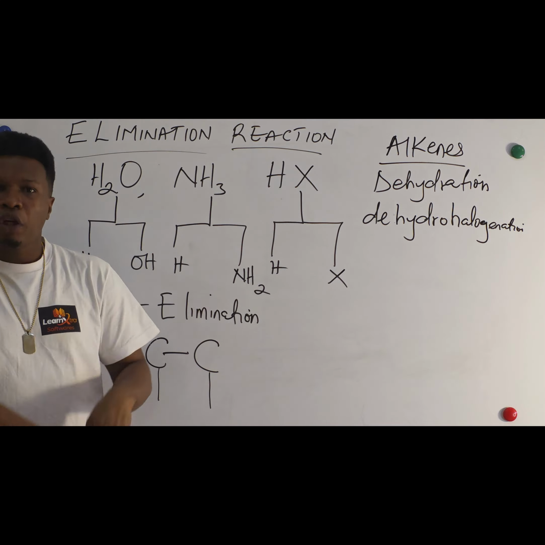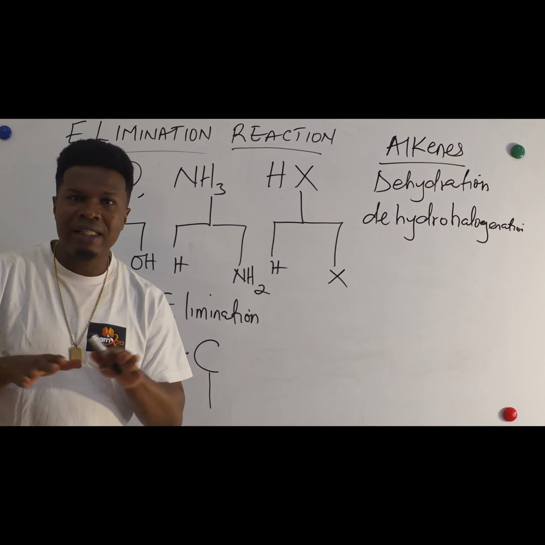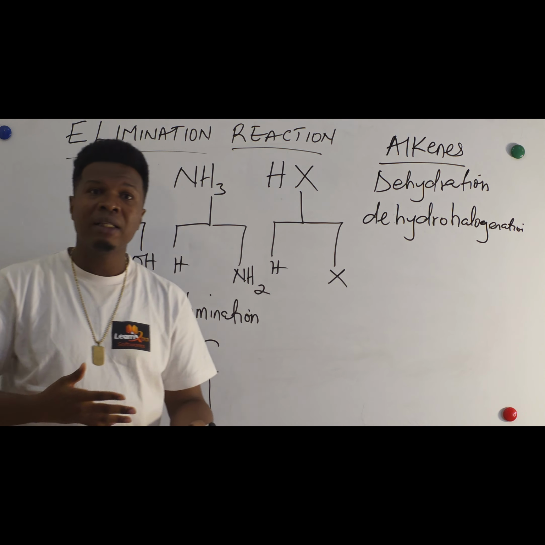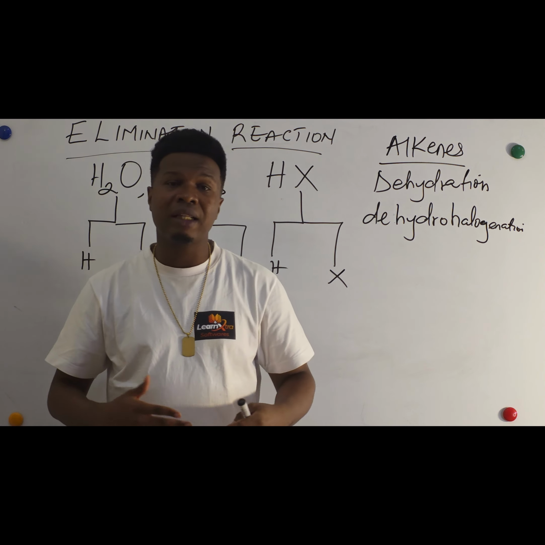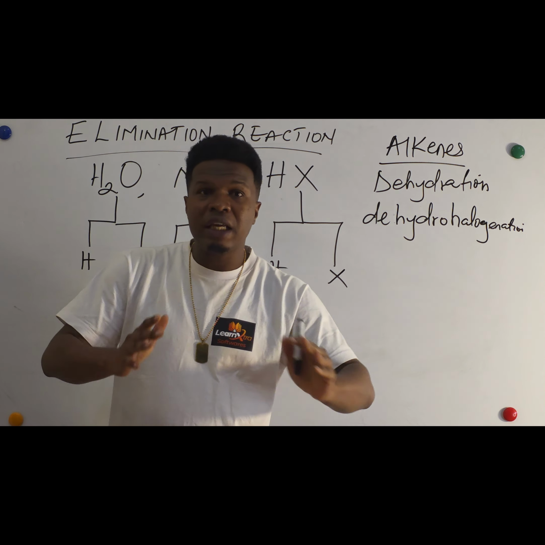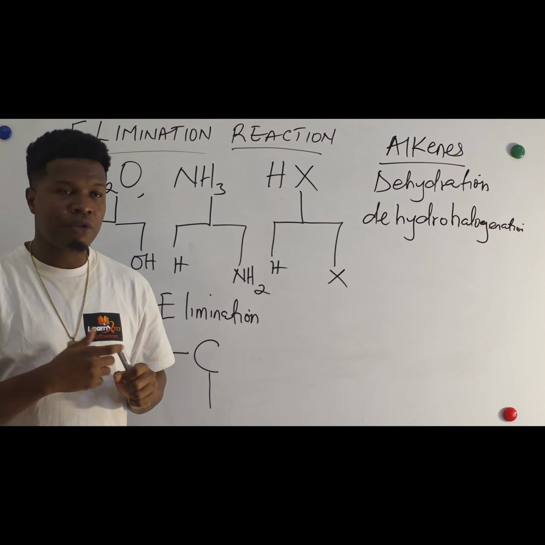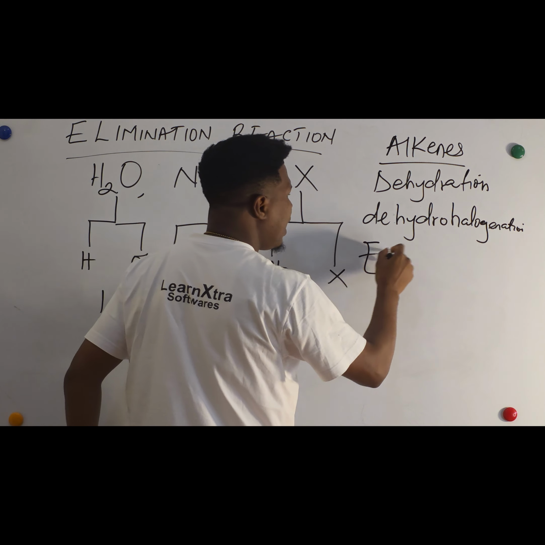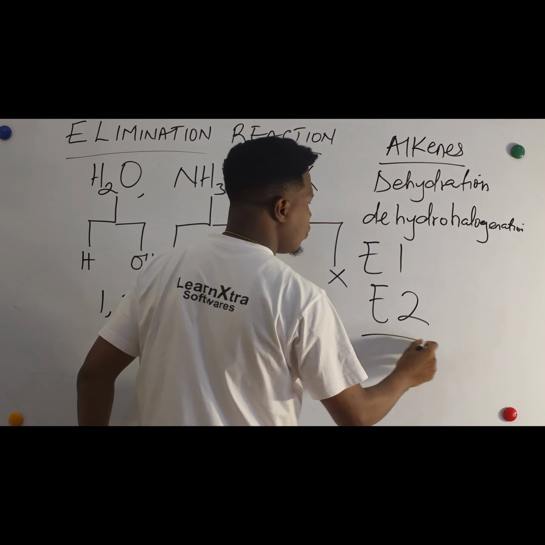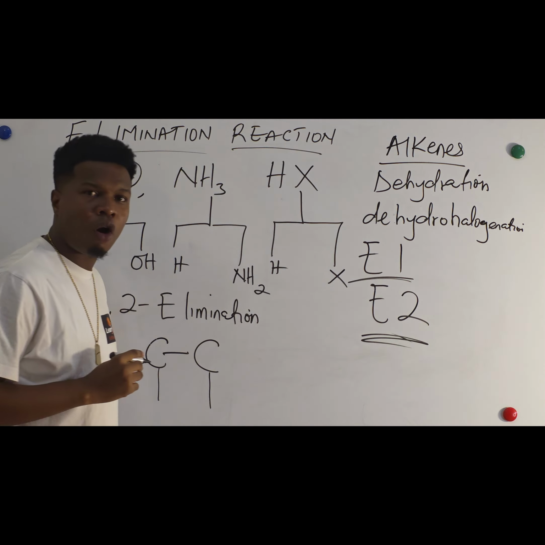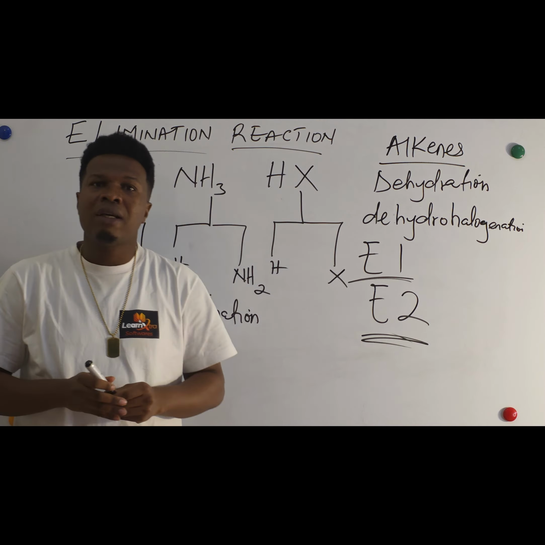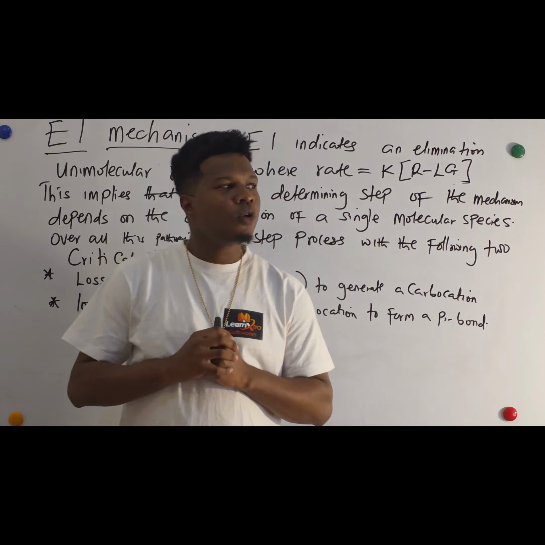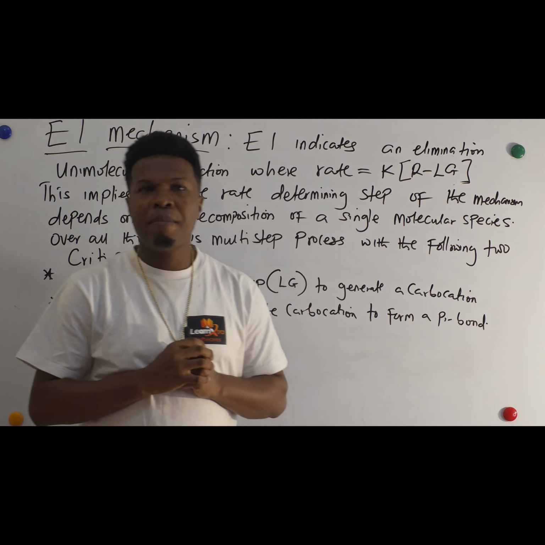Inside elimination reaction, we have more than two mechanisms: E1, E2, E1CB and E2CB, but we're going to focus on only the E1 and the E2 elimination mechanisms. We are going to look at the mechanism, or how this elimination reaction happens, so as to form these alkanes we are talking about. Today we'll be looking at the E1 mechanism.